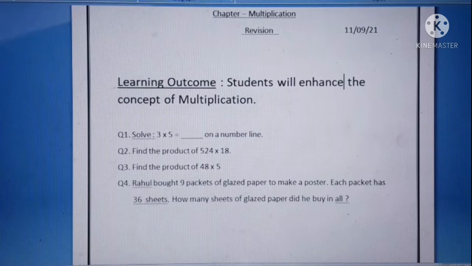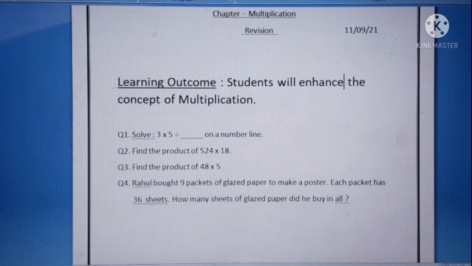So let's start with our third period. Take out your notebook and let's do the revision. So children, let's start the class. Let's do the revision of the chapter multiplication. Today's date is 11/9/21. Every one of you take out your notebook.